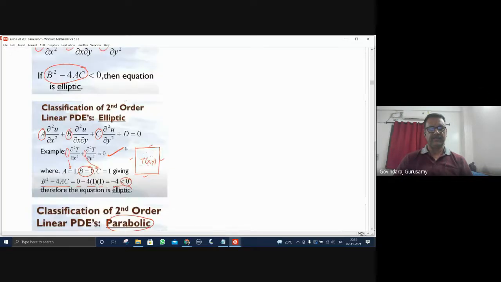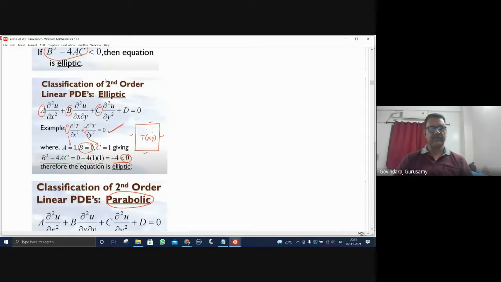For example, a typical case is one example that has been given. Example: dou square T by dou x square plus dou square T by dou y square is equal to 0. Here b equal to 0. This is the Laplacian, the two-dimensional Laplacian. A equal to 1, c equal to 1, so b square minus 4ac is minus 4. This is an elliptic. Correct? You agree with me?